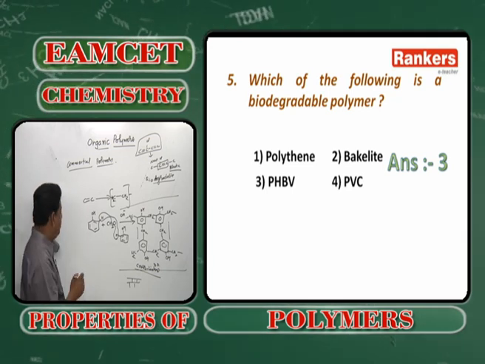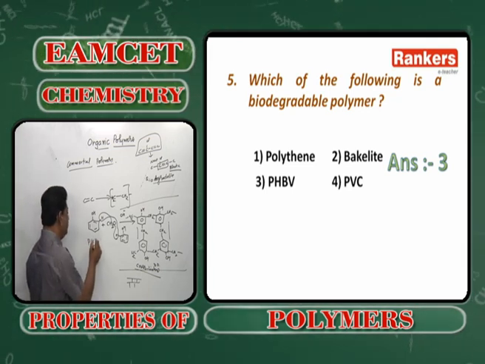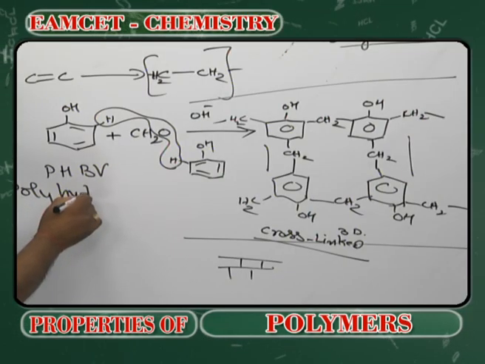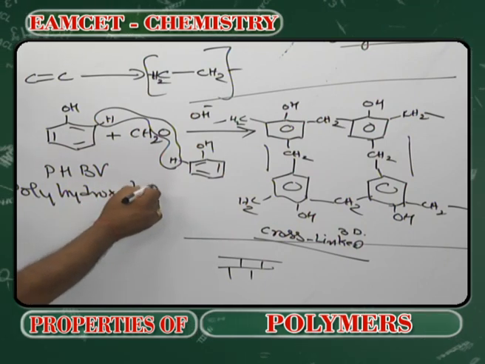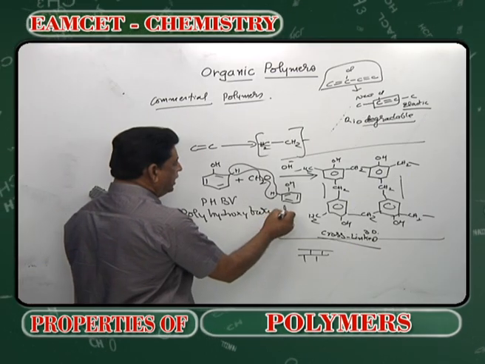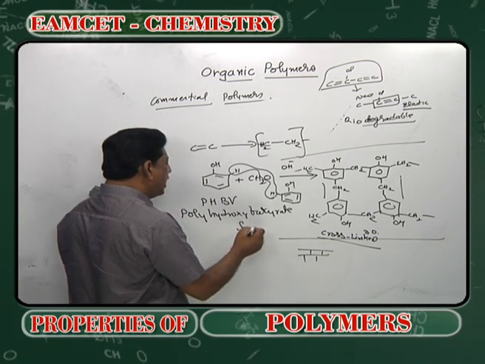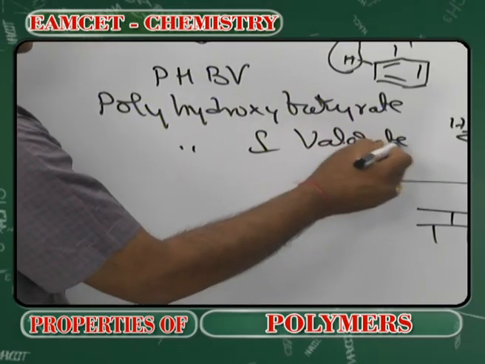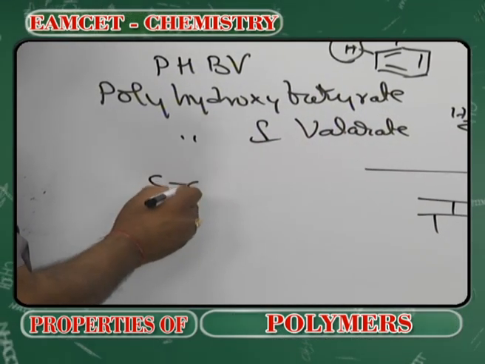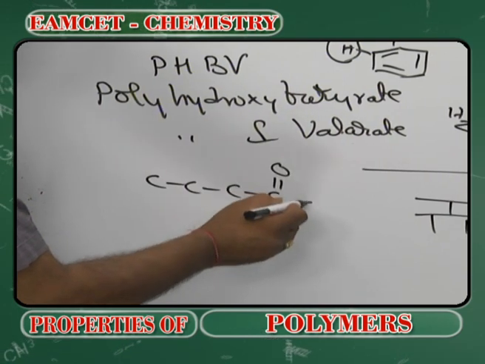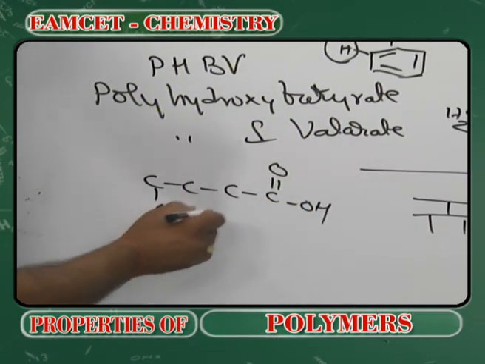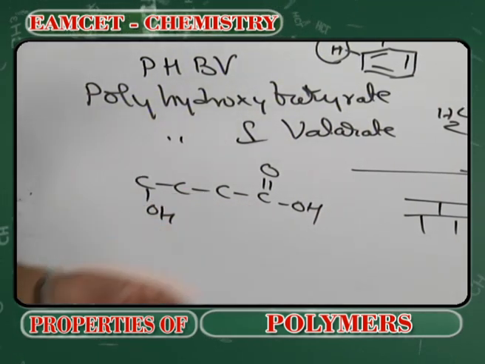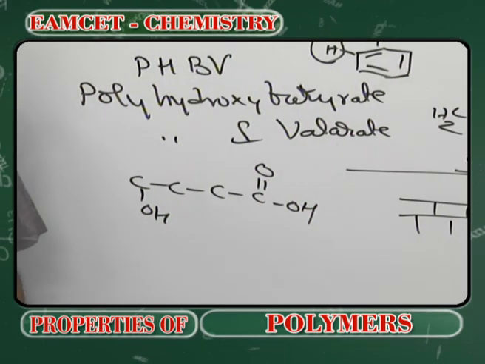Whereas the third one you see is PHBV. PHBV we have already taken, polyhydroxybutyrate and valerate. The valeric acid hydroxy compound containing a butyric acid, meaning a 4-carbon carboxylic acid containing an OH at either beta, gamma or delta. A hydroxybutyrate undergoes esterification. So, esters undergo this type of biodegradability.